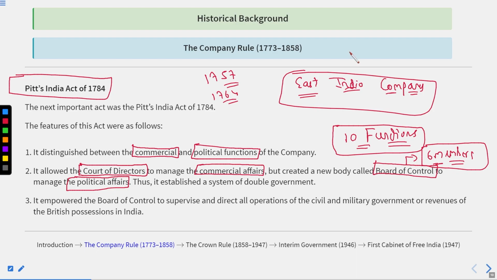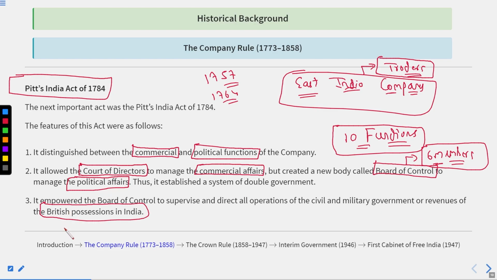All right. If we talk about the East India Company, we know that it was established as traders, right? But after 1764, when they had got control over the Indian territories, and the British government was trying to transform the East India Company into an administrative form, they kept two things separated. It means that the commercial, the trading functions, would be different from the civil and military government, or the revenue of the British possessions in India.